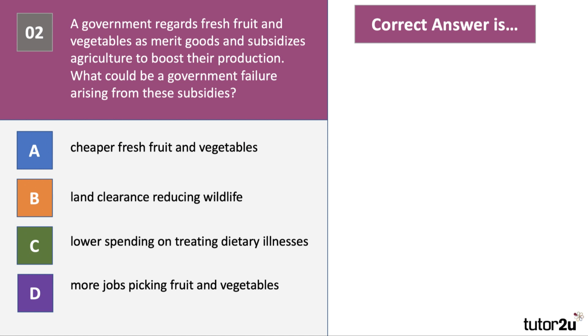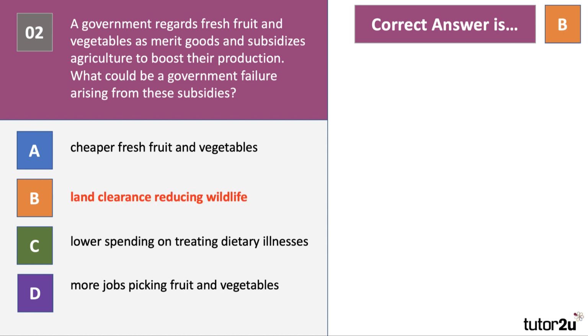A government regards fresh fruit and vegetables as merit goods and subsidises farming to boost their production. And here's the question, what could be a possible government failure arising from these subsidies? There are your 4 options. Press the pause button and have a go please at question number 2. So government encouraging the production of fruit and veg through subsidy, farm subsidy, what could be a possible government failure?